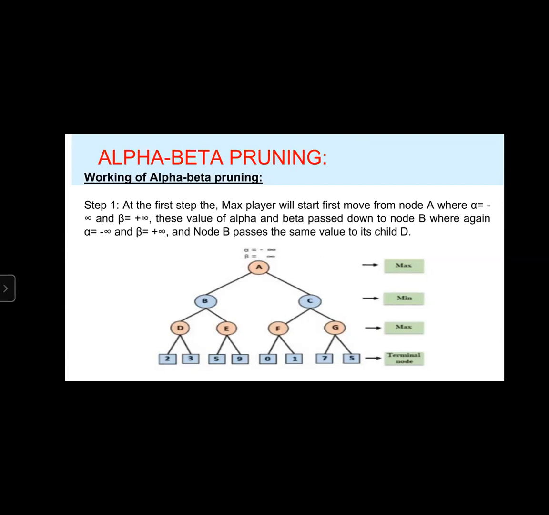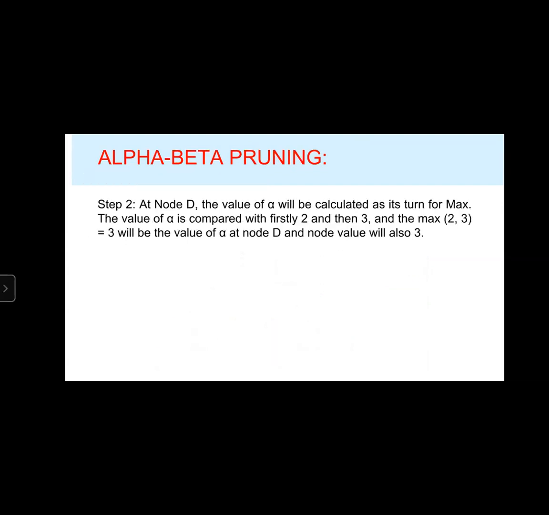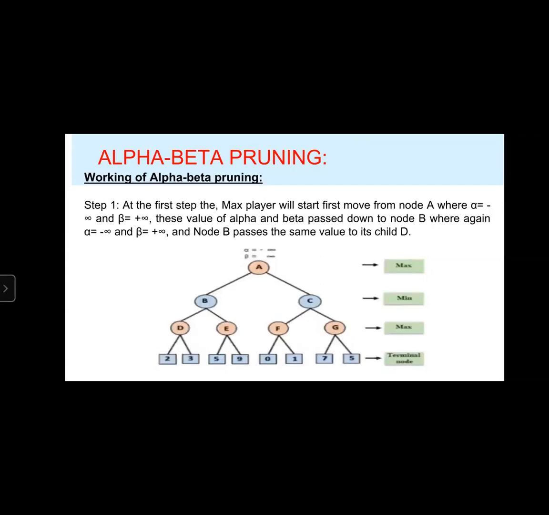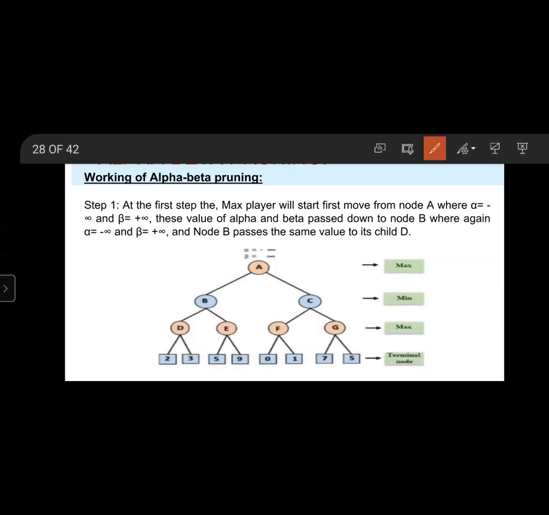Here, step 1: at the first step, the max player will start the first move from node A. See the diagram, move A, where alpha equals minus infinity and beta equals plus infinity.